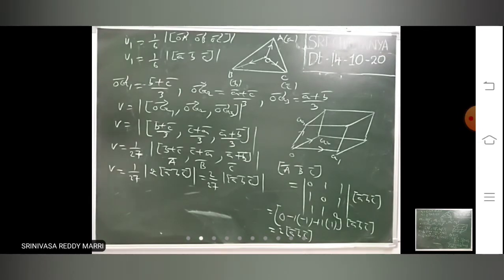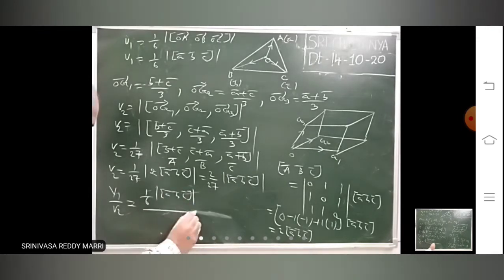So V2 is this. Therefore V1 by V2 is nothing but 1 by 6 divided by 2 by 27 into this value you got cancelled.